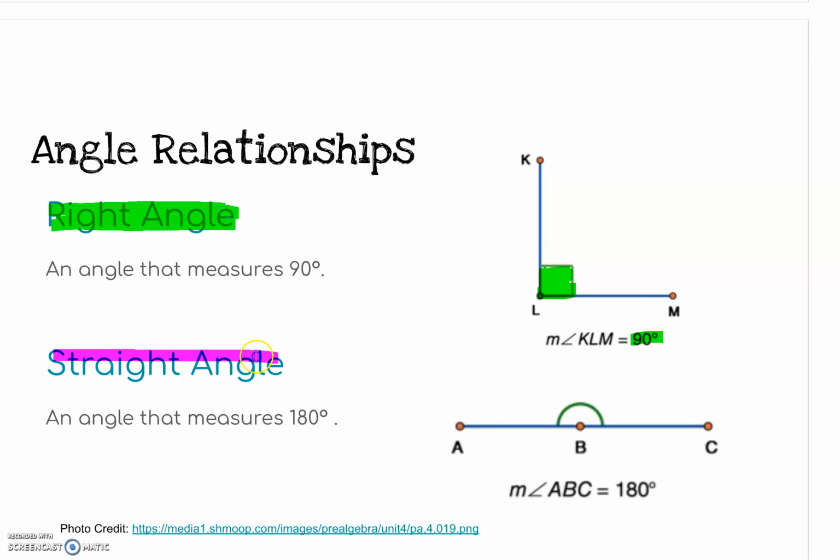A straight angle is an angle that measures 180 degrees. A straight angle is essentially the mathematical way to say a straight line. Angle ABC measures 180 degrees because it is a straight line.